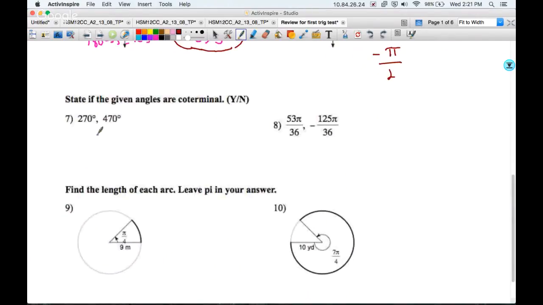Coterminal. So to figure out if something is coterminal, you've got to subtract the two angles. That'll give you the angle in between them, and then divide it by a full revolution. In degrees, that's 360. In radians, that's 2 pi. So let's see, 270 minus 470 equals negative 200 divided by 360 equals negative 0.5 repeating. This is a decimal, therefore not coterminal.